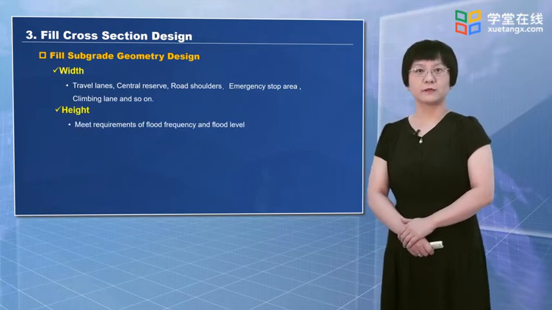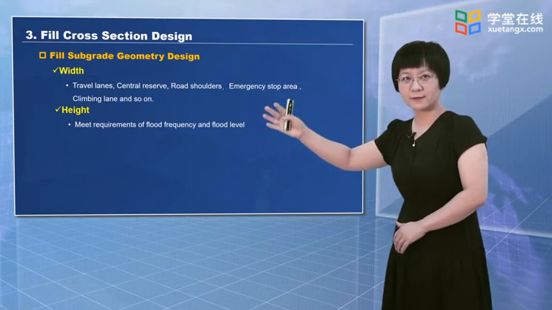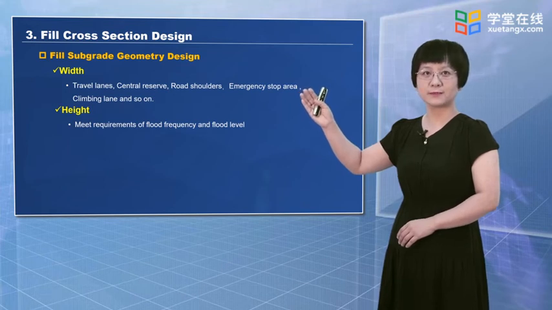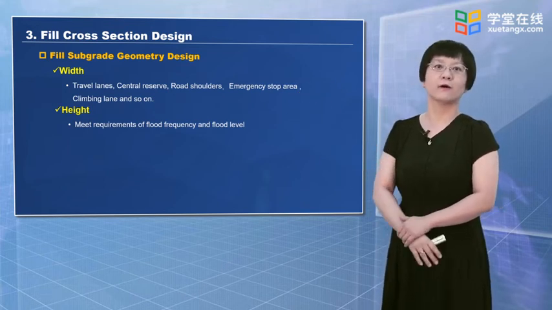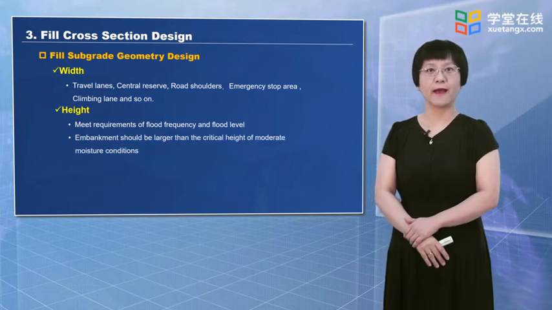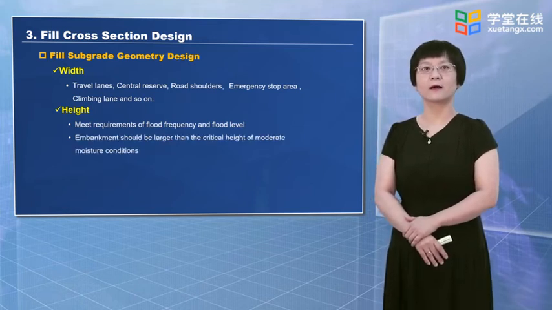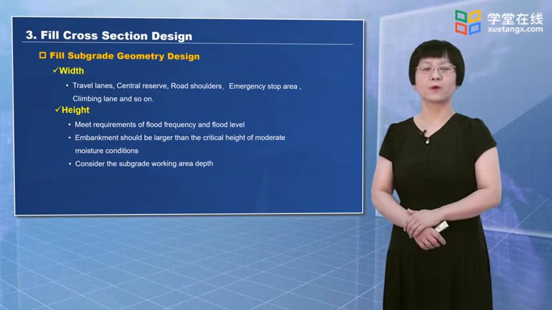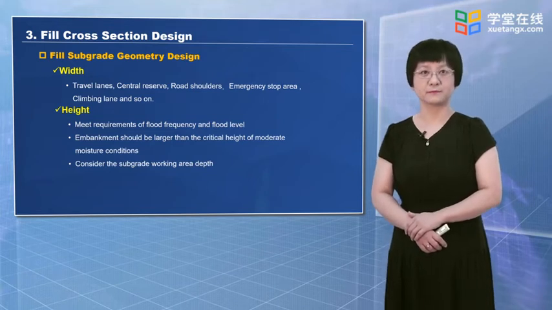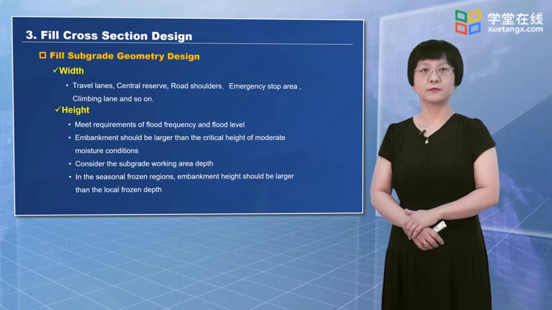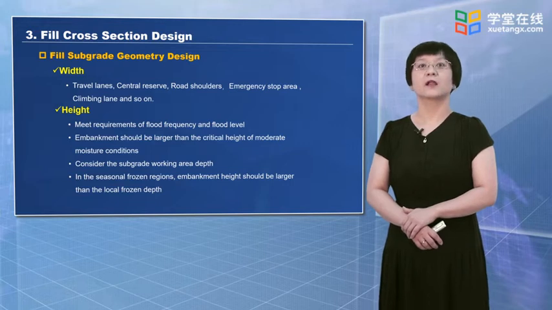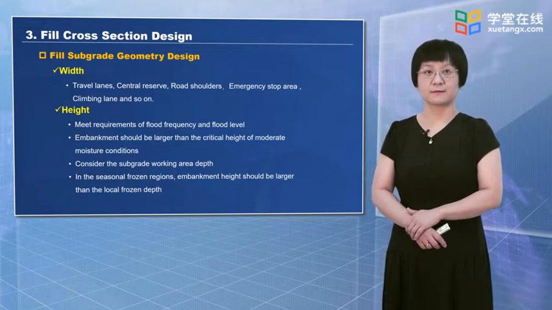For the height, we should consider the following factors. The height should meet the requirements of flood frequency and flood level. Embankment should be higher than the critical height of moderate moisture conditions. We should also consider the subgrade work area depth. In the seasonal frozen region, embankment height should be larger than the local frozen depths.